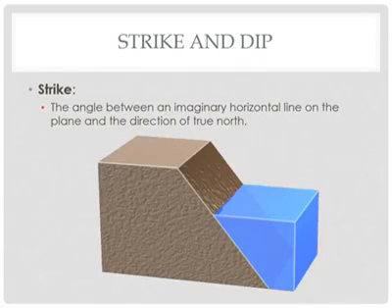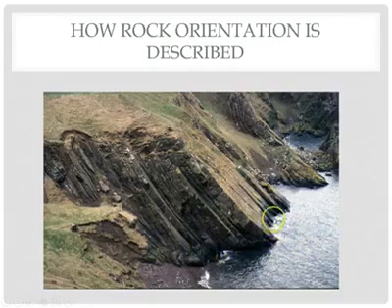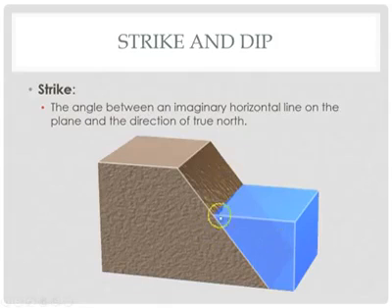So the strike is the angle between an imaginary horizontal line on a plane and the direction of true north. So let's imagine, this edge of my little block is actually the top of those rock layers. Works pretty nicely, right? Now, where that ocean touches the top of the rock layers, you can see that right there, that's a perfectly flat area. So what we're going to do is figure out what direction that's pointing. If we assume north is looking forward, that's kind of pointing off to the northeast, right? So that's the strike of a rock.